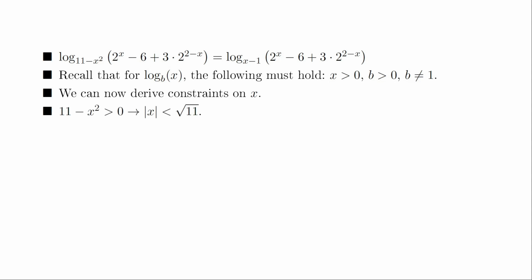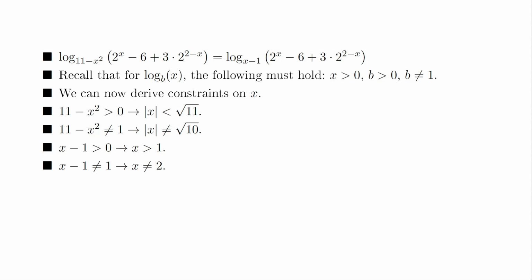From the first base, 11 minus x squared should be larger than 0, so the absolute value of x is less than the square root of 11. Also from the first base, 11 minus x squared should not be equal to 1, so the absolute value of x cannot be the square root of 10. From the second base, we have x minus 1 should be larger than 0, so x should be larger than 1. Finally, x minus 1 cannot equal 1, so x cannot equal 2.